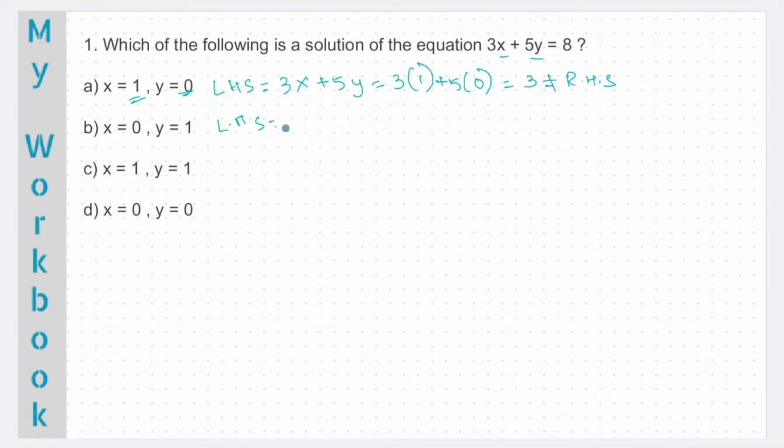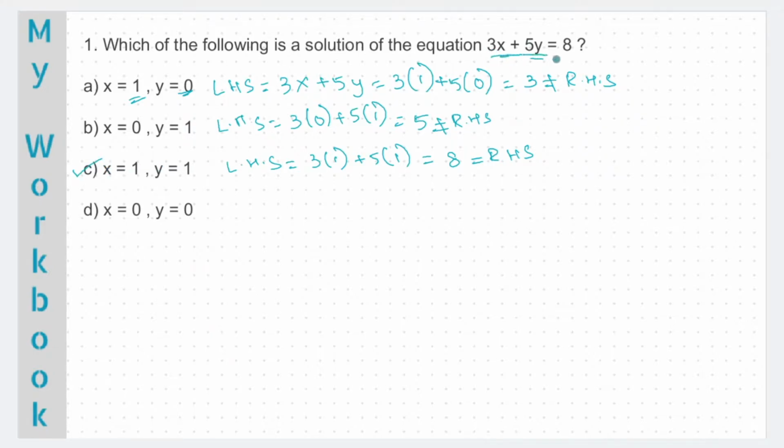Here LHS is 3 into 0 plus 5 into 1, which will give us 5. Again, it is not equal to 8. So this is also not a solution for this equation. Next, on the left hand side, we have to substitute x as 1 and y as 1. So we will get 3 into 1 plus 5 into 1. 3 plus 5 will be 8, which is exactly our right hand side as well. So x equal to 1 and y equal to 1 is a solution of this equation.